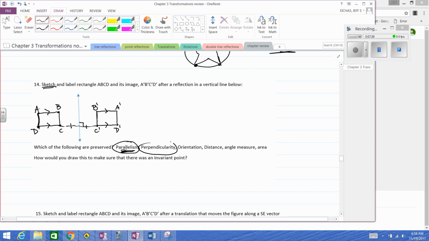We don't study stretches. We just know they exist in this course. So that could be ruined by a stretch, but nothing that we do. So we're always going to preserve these. Orientation, that is not preserved. We know that for a line reflection. Now distance is tricky. It's up in the air between even the teachers.